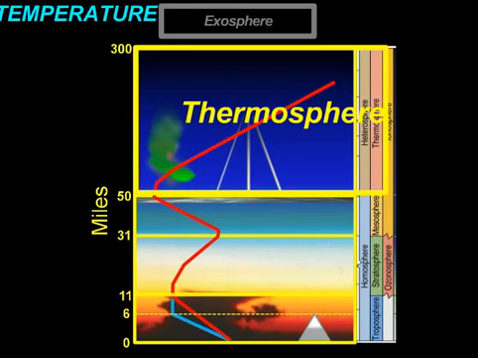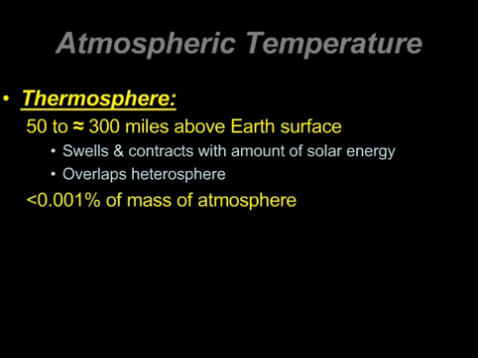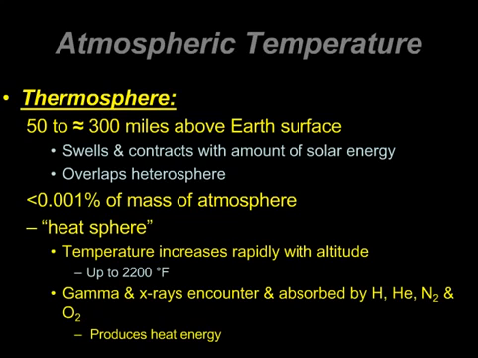Let's focus first on the thermosphere. The thermosphere is anywhere from 50 to about 300 miles above Earth's surface, and that variation in the 300 miles is due to the fact that it swells and contracts based on the amount of solar energy. Not going to go too much further into that. Also, this overlaps with the heterosphere from the previous image. In terms of the mass of the atmosphere, most of it is found below the thermosphere, not up in this upper level.